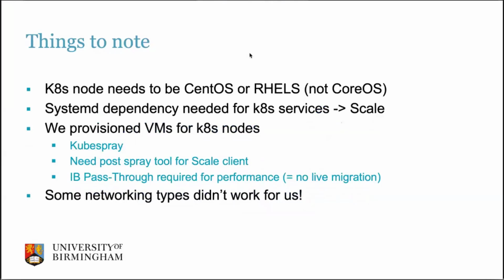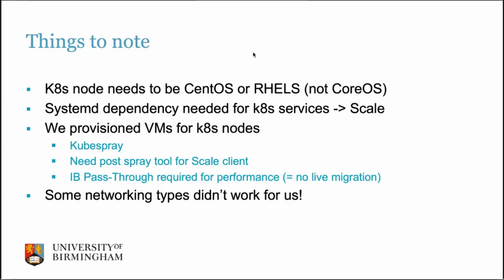Some other things that we found as we were going along with this. A lot of the documentation about Kubernetes talks about using Red Hat CoreOS and things like that. But obviously your Kubernetes node needs to be a CentOS or a RHEL server, because you need to have Spectrum Scale support for that. Because you have to have that client package running on there, you can't use CoreOS, you have to use one of these other ones.